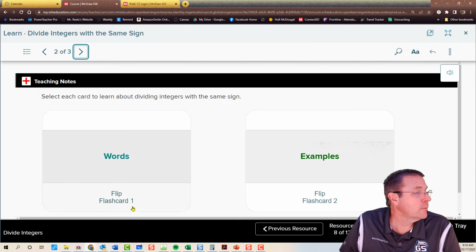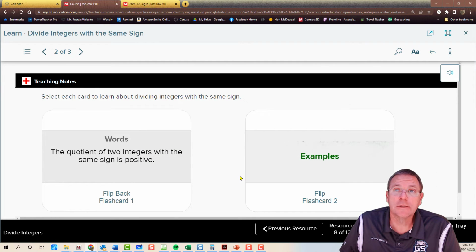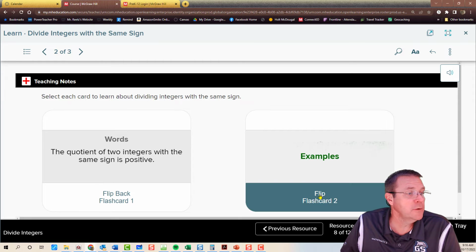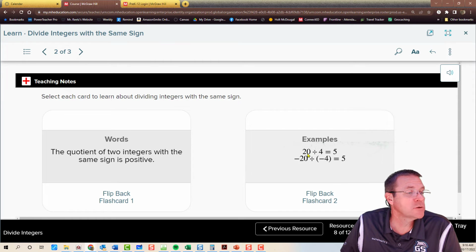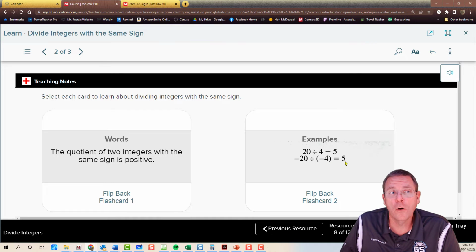Moving forward from there, if you look at it in words, it says that the quotient, remember the quotient is the answer to a division problem, the quotient of two integers with the same sign is going to be positive, and an example of that is positive 20 divided by positive 4 equals a positive 5, just like negative 20 divided by negative 4 also is going to equal a positive 5.